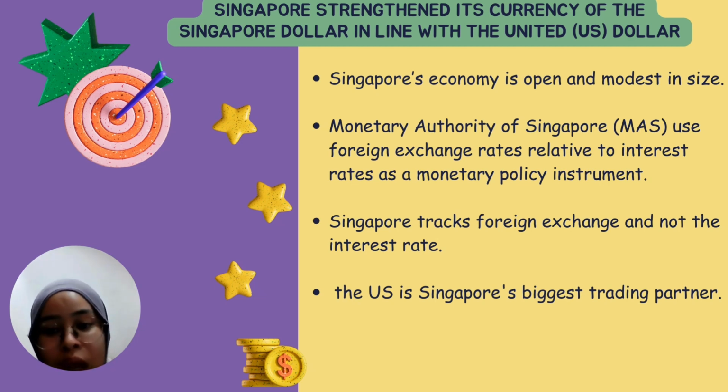Last but not least, the US is Singapore's biggest trading partner. SGD is affected by movements in trade, the economy, and the US dollar. Export from Singapore may benefit from a strengthening US economy, which could also strengthen the SGD against the US dollar.